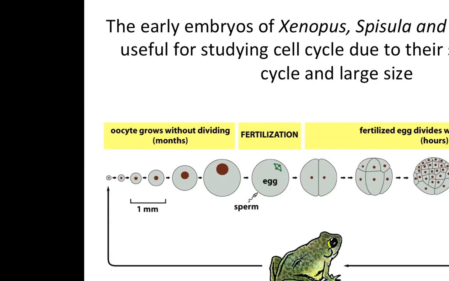Okay, so that's yeast. Also, we can use early embryos of Xenopus, Spicula, and Drosophila, and you can use these for studying cell cycle because they have a very simple cell cycle and they're very large, so you can easily look at them. And you can look at growth of the embryo. There's a lot you can look at there.